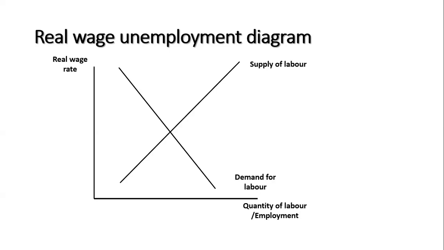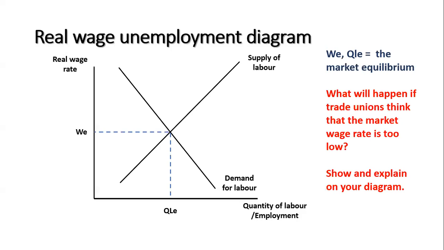If you can draw then an upward sloping supply of labour curve and a downward sloping demand for labour curve, often we abbreviate them as SL for supply of labour and DL for demand for labour. Then go ahead and again, if you can write this in and do your dashed lines, find then your equilibrium wage rate. So you've got the wage rate and the quantity of labour equilibrium, the market equilibrium.